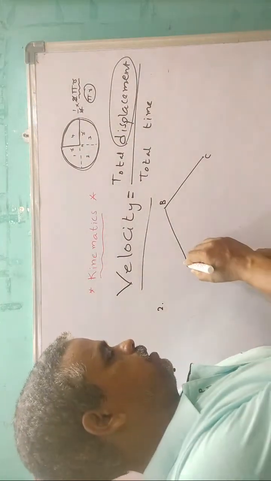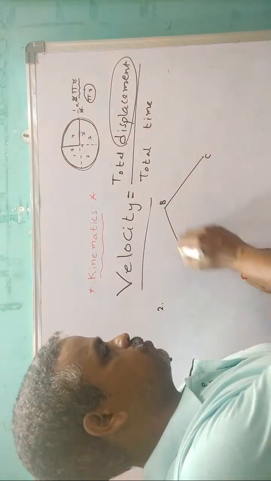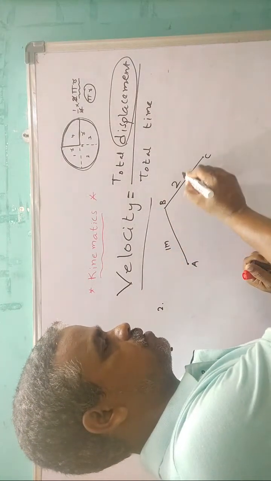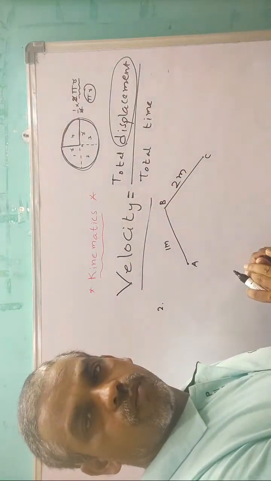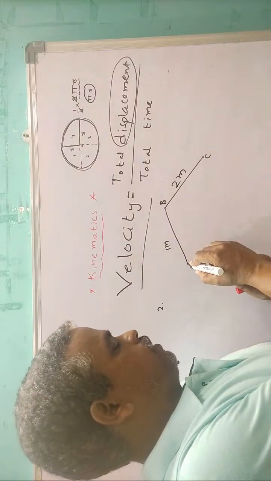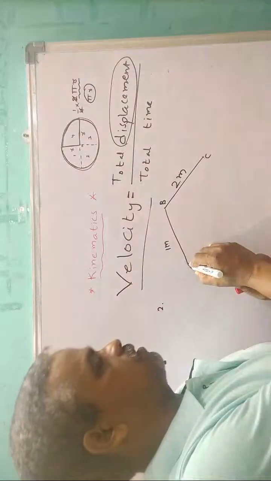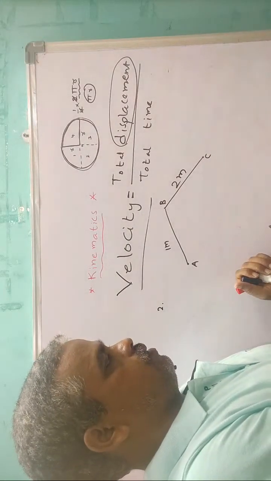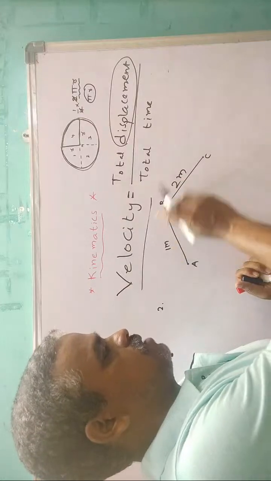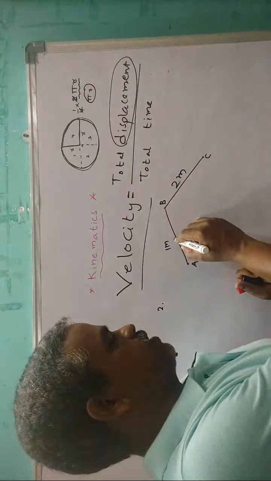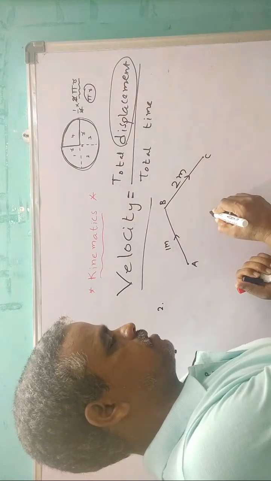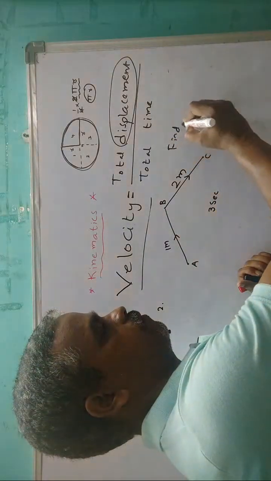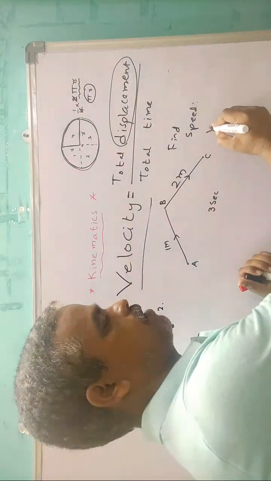So here the length of the path up to B, that is AB, is equal to 1 meter. B to C is equal to 2 meters. So the particle, or a body, otherwise a car, starts from A, crosses B and finally reaches C. In how much time did it reach C from A? The particle has taken 3 seconds. So find speed and velocity.